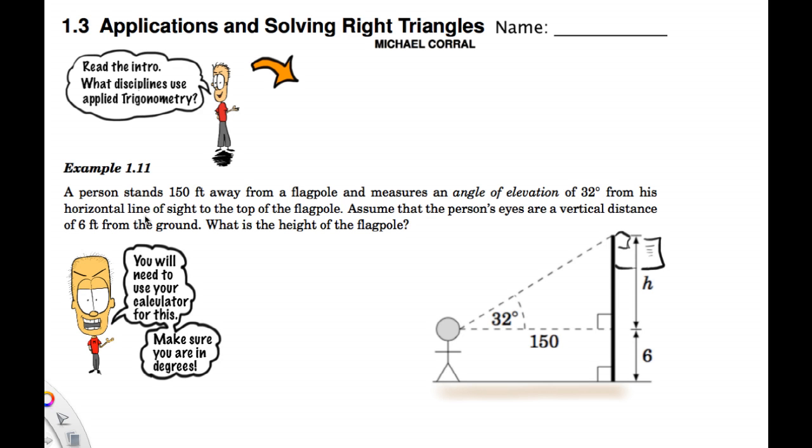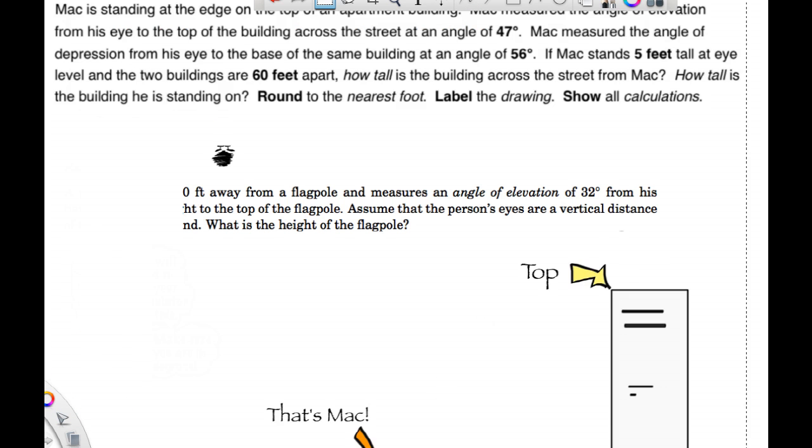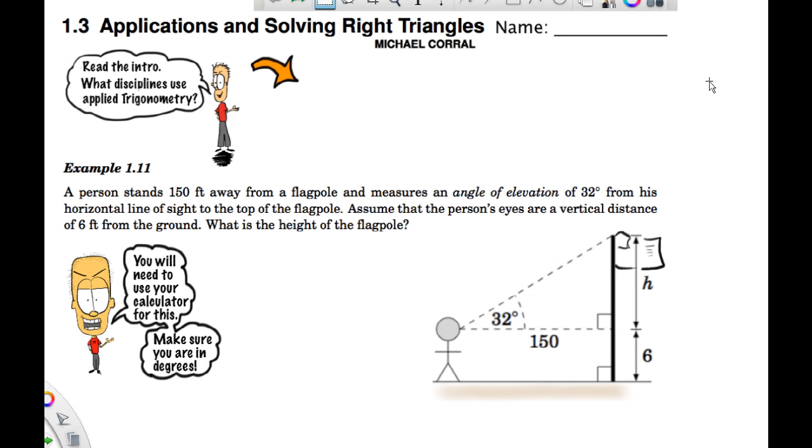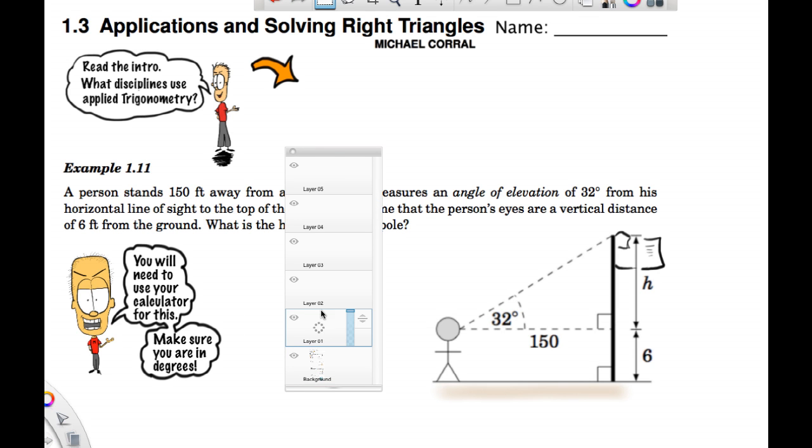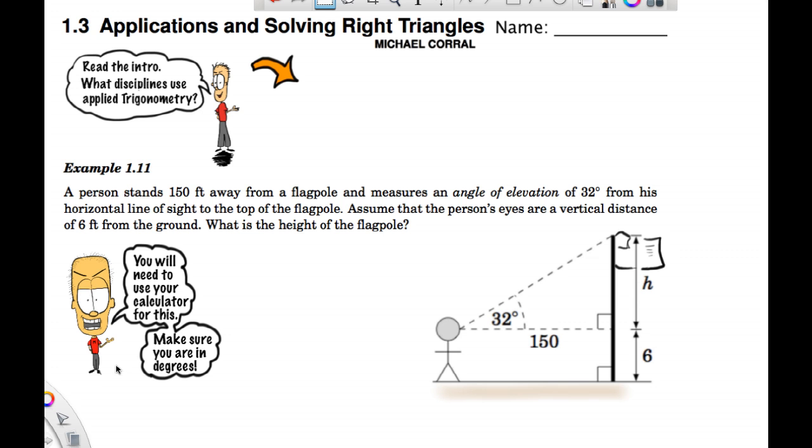1.3 Applications and Solving Right Triangles. So, trigonometry is used all over the place. It really is, and it's a very useful part of our mathematics. It used to be used predominantly to measure indirectly for large distances.